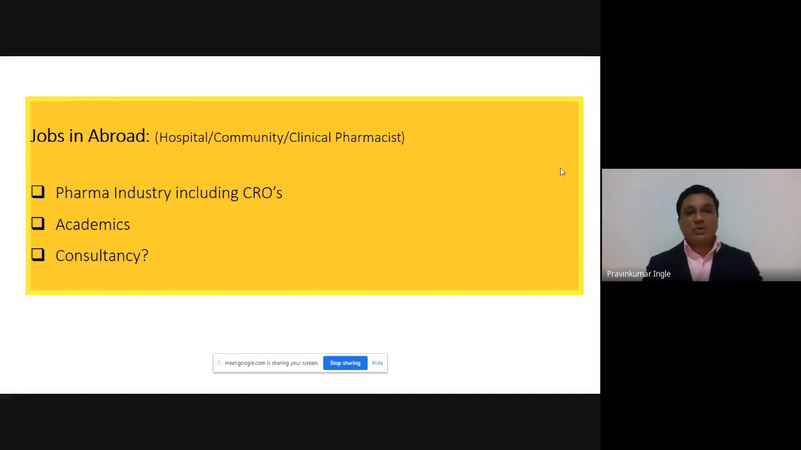Jobs abroad. What particular jobs are waiting for you abroad? In the pharma industry, including CROs, as we discussed earlier, we have a lot of opportunities abroad also, but you need to think about their requirements, what particular skills you need to adopt, and what their regulations are. Suppose you want to work in a hospital or community pharmacy, it's not an easy task, because you need to go for certain basic tests.